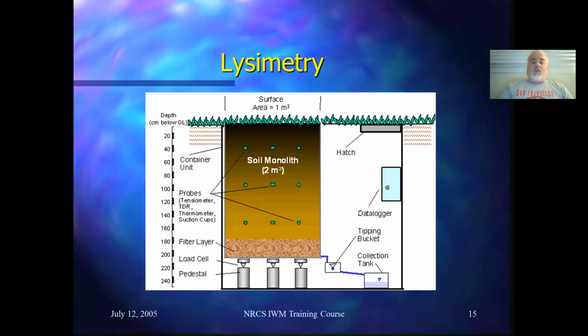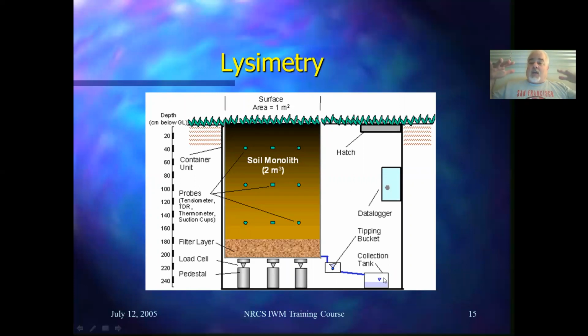What does it look like in cross section? Here we have this black outline, which is a hole, a trench that's been dug. And underneath there is a big tank carrying your soil. And all of this tank is sitting on a scale. And there's a tipping bucket collection for any water that drains through.